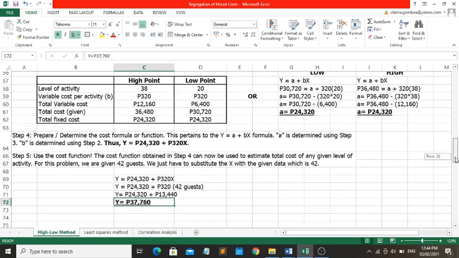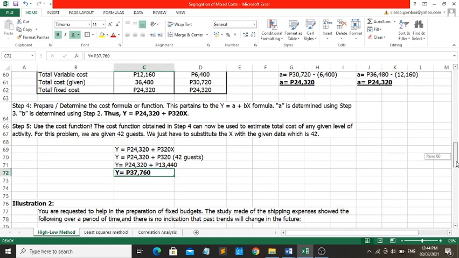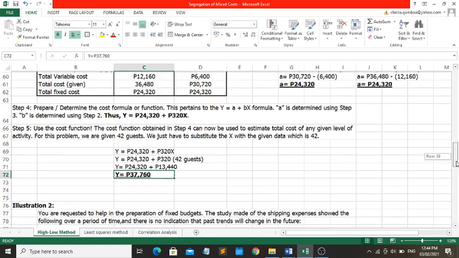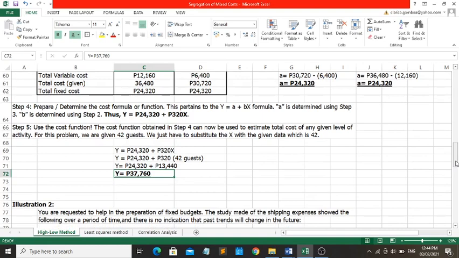Okay, sobrang dali lang ng high-low. Piliin mo si highest and si lowest point. Then, hanapin ang A at B, or yung ating variable and fixed cost. Then, mag-formulate ka ng cost formula or cost function na pwede mong magamit para malaman mo kung magkano ang magiging total cost mo if mag-iba-iba man yung cost driver or activity level mo.